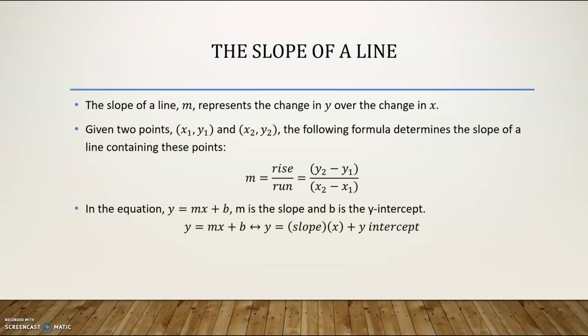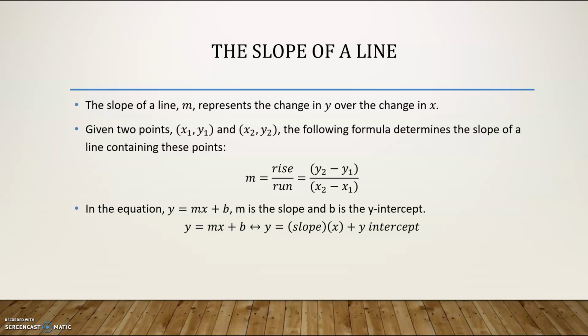Okay, now let's talk about the slope of a line, which we know represents m. It represents the change in y over the change in x. So we have 2 points, and we can name them x sub 1, y sub 1, and the other one x sub 2, y sub 2. And we can use those points to determine the slope of the line. So slope is rise over run, or you can say y sub 2 minus y sub 1 over x sub 2 minus x sub 1.